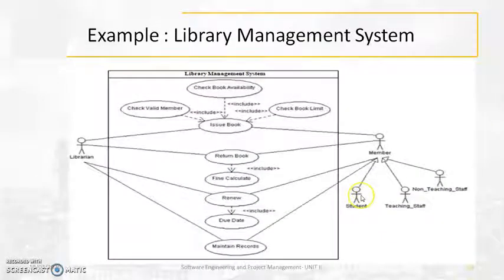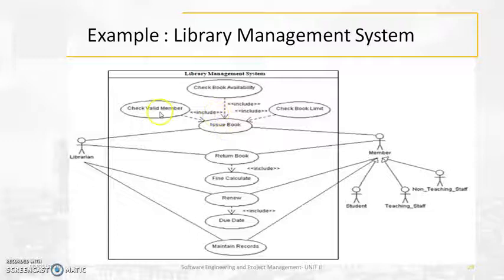The next example is the library management system use case. This is the name of the use case diagram. The librarian is one actor and members are another actor. A member may be a student, teaching staff, or non-teaching staff. So this is the primary actor and these are the secondary actors. The librarian is responsible for issuing books, returning books, renewing books, and maintaining records. That's why it is connected to the librarian.